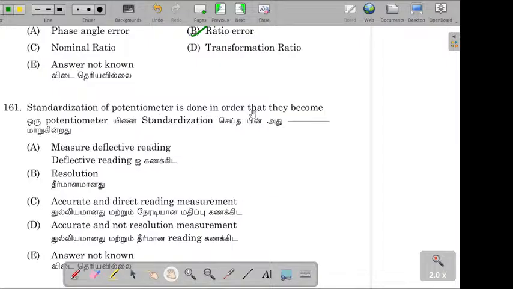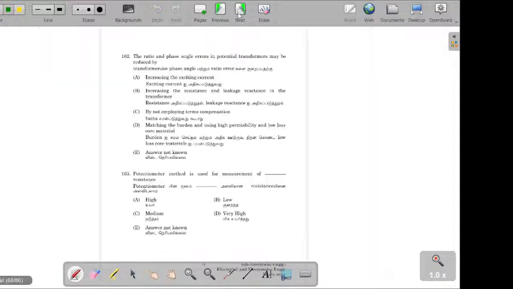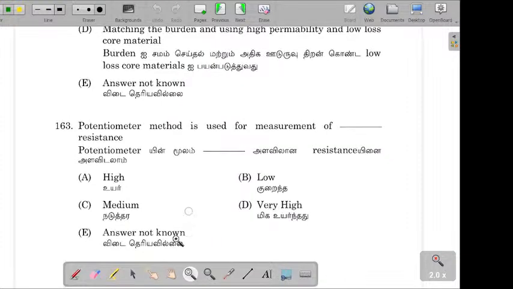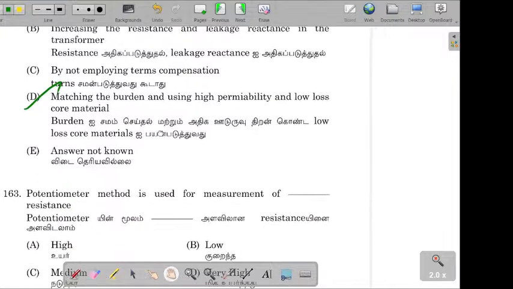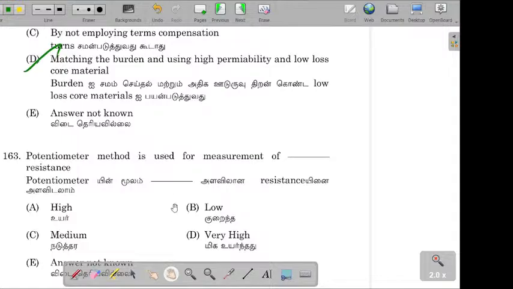Standardization of potentiometer is done in order that they become accurate and direct reading measurement. The ratio and phase angle errors in potential transformers may be reduced by matching the burden and using high permeability and low loss core material. Next, 163rd question, potentiometer is used for measurement of low resistance.